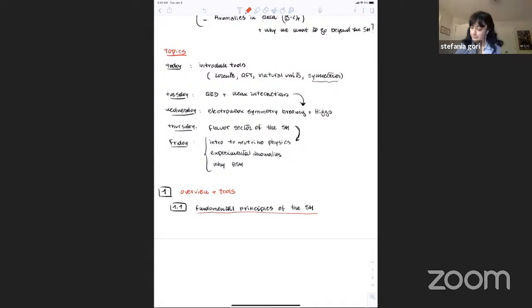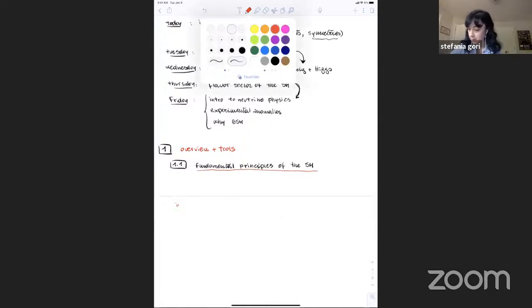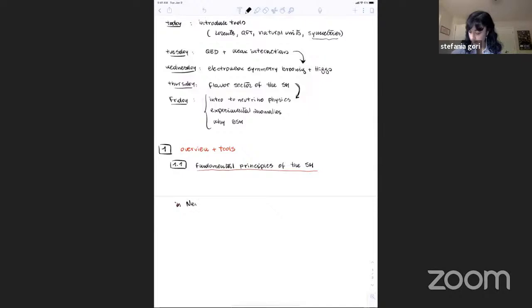Okay, so first of all, let's go back in time. Let's think a little bit again about Newtonian physics. In Newtonian physics, say that we want to describe a system of many particles. And what we can do is to introduce a set of generalized coordinates.